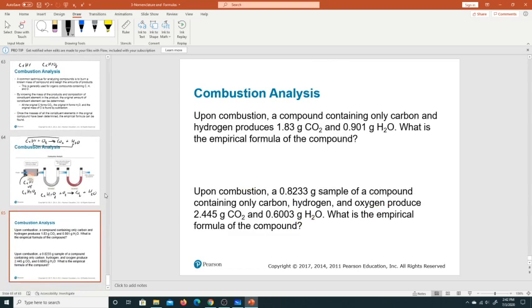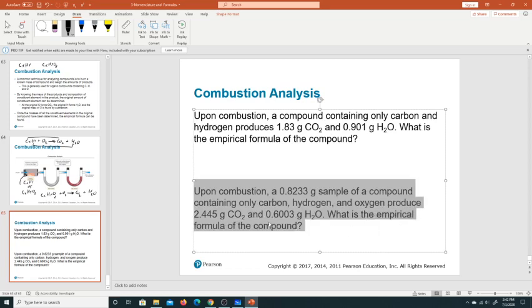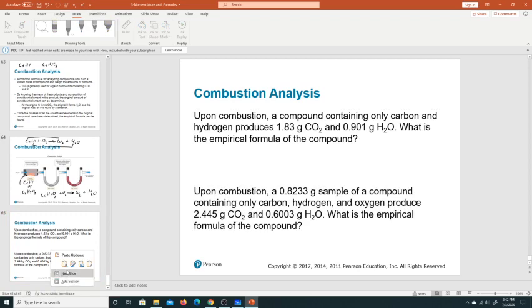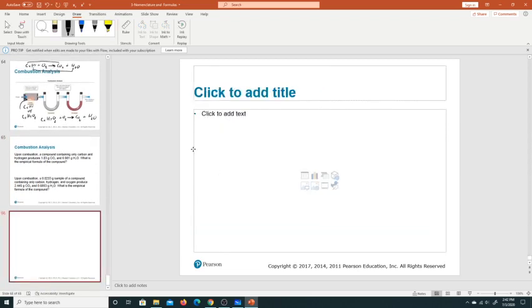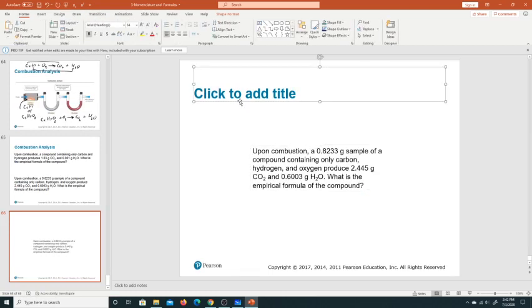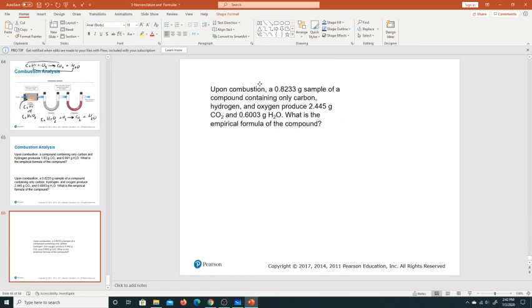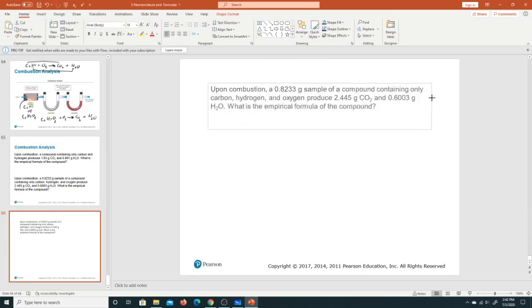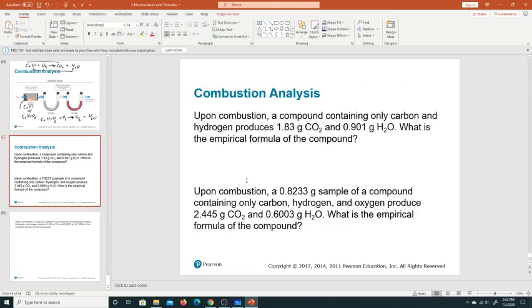So this is the simplest example here, finding the empirical formula for the top example. I'm going to take this bottom problem here and move it into the slide because there's a little more room to write. Alright, I'll come back to that in a bit. Let's take a look at the first example. The first example is a little bit easier.